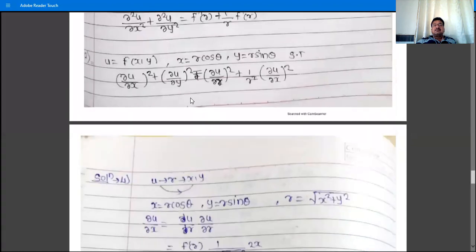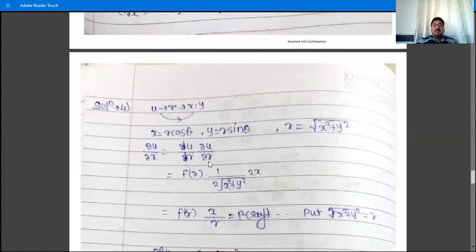∂w/∂r means what? Here write ∂w/∂r. ∂w/∂x is what? Here, write the term ∂r/∂x. Don't write this ∂w/∂r. ∂r/∂x.